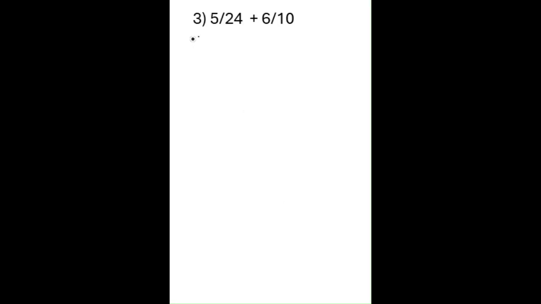Now here we have to solve the addition of two fractions, 5 by 24 and 6 by 10. Now this fraction can be reduced to a lesser fraction, so this can be cancelled. They both are multiples of 2. Here it comes 3 and here it comes 5. So instead of this we can use the fraction 3 by 5.